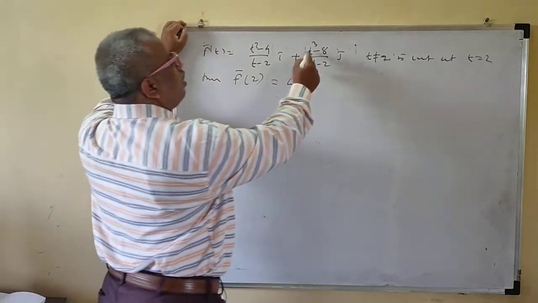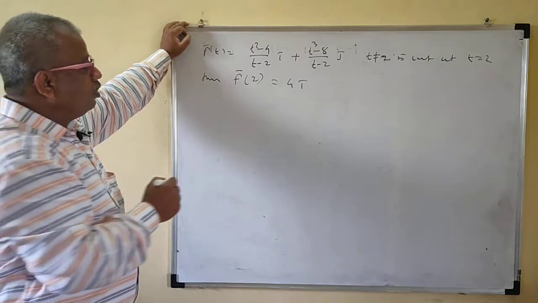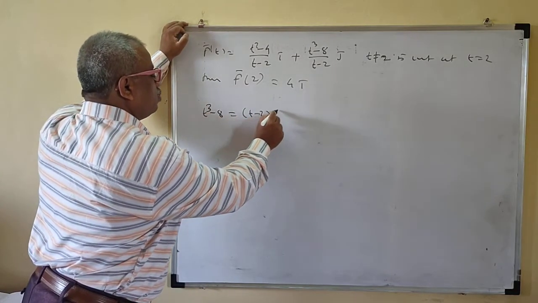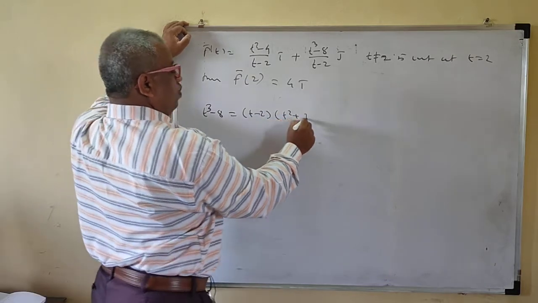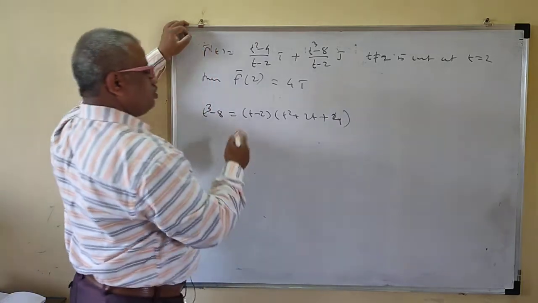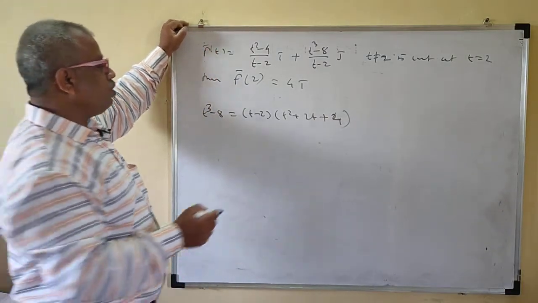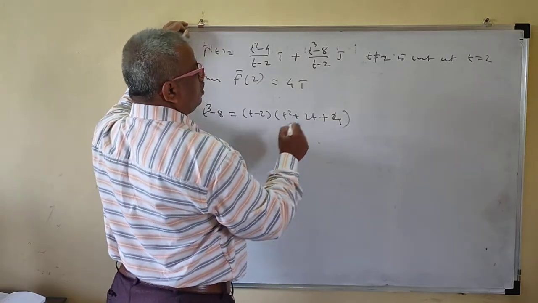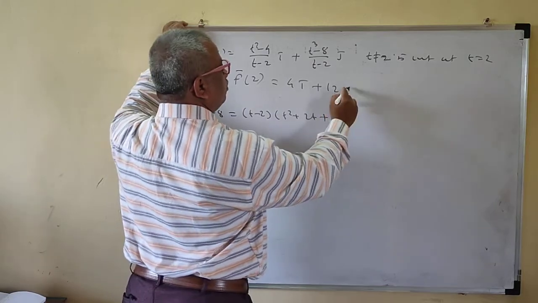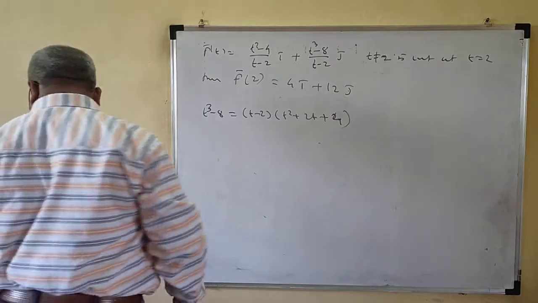Now here you can factorize this. What is the factorization of t cube minus 8? This is t minus 2 times t square plus 2t plus 4. T minus 2 gets cancelled, and you just have to take the product. So this is 4 plus 4 plus 4, which is 12 j bar.